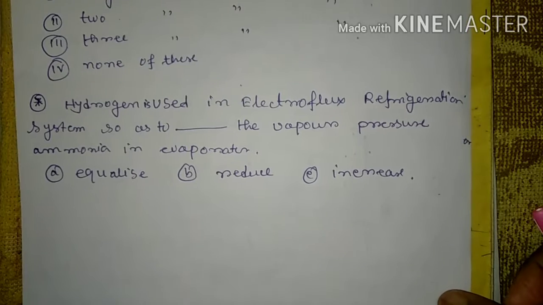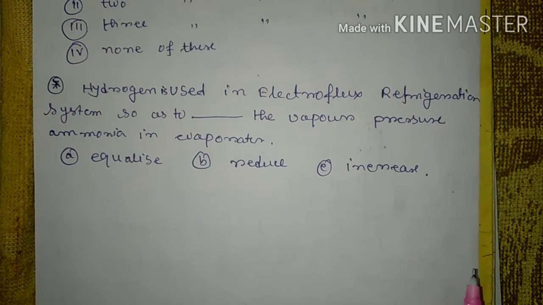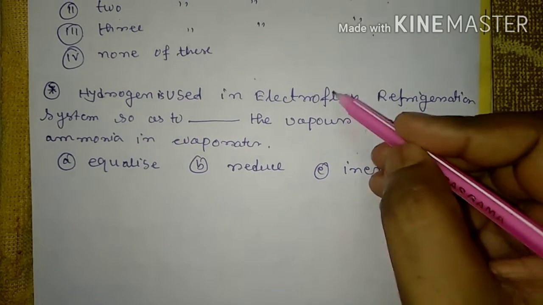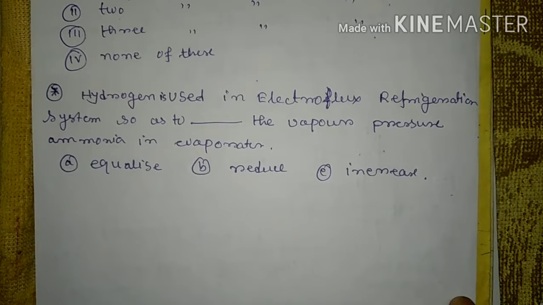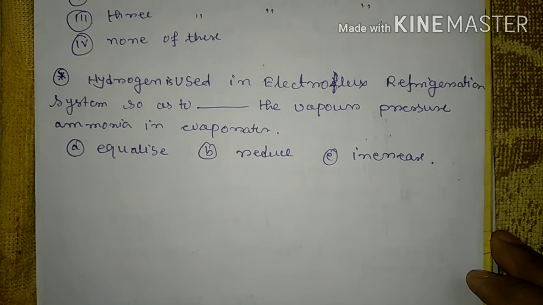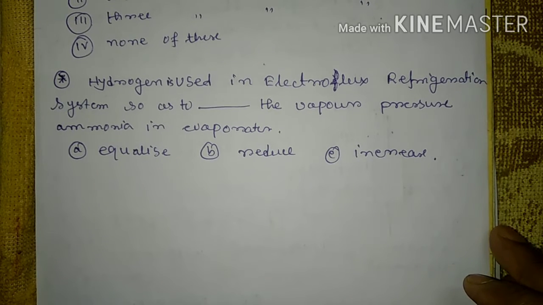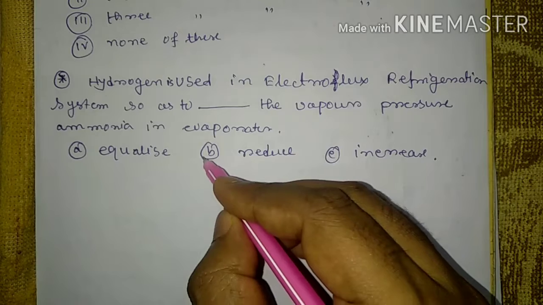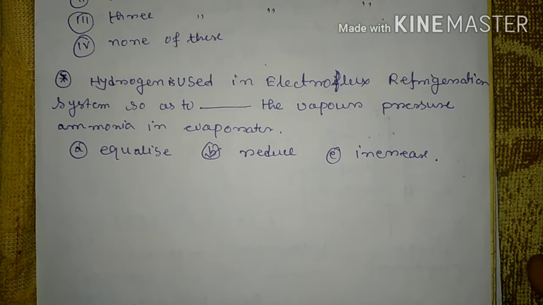And the last quiz question: hydrogen is used in the Electrolux refrigerator system so as to dash the vapor pressure of ammonia in the evaporator. Which one is right? Option B is your right answer: reduce the vapor pressure of ammonia in the evaporator.